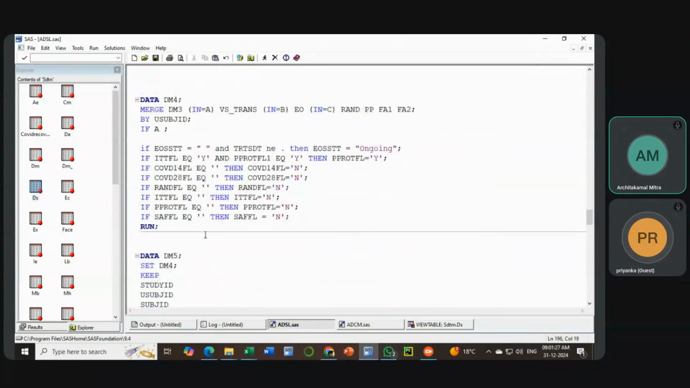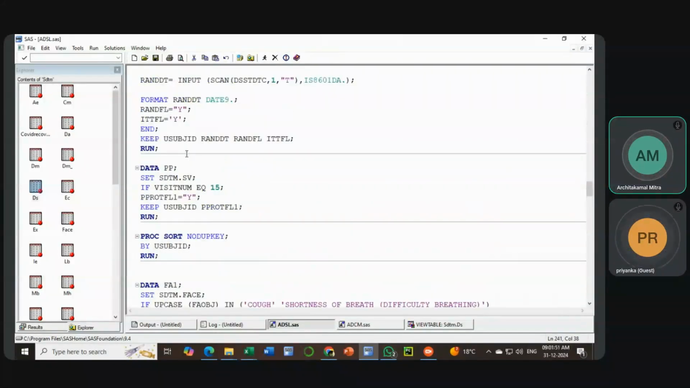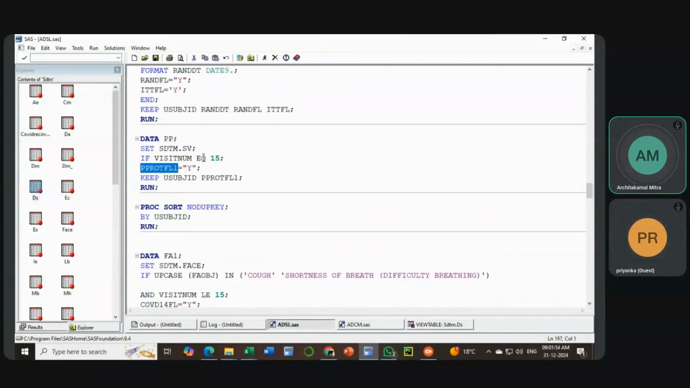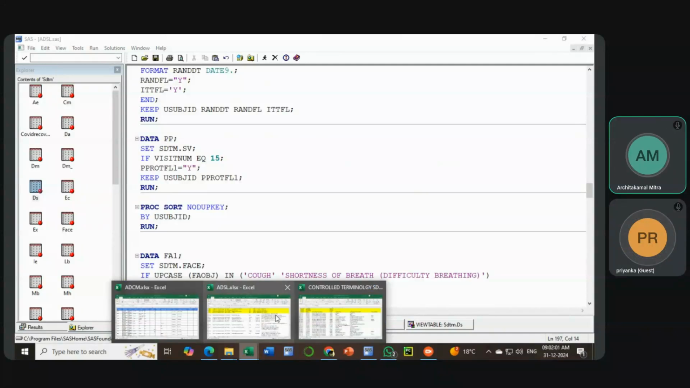I think we have done that later. If ITT equal to null, then per protocol will be no. One second. See, after it is merged, we have given it. After the final merge, if ITTFL equal to Y and per protocol F1 equal to Y, then, because we have kept here per protocol F1, just if visit num equal to 15, then because in SV we don't have ITTFL, that's why we have given half of the logic here.